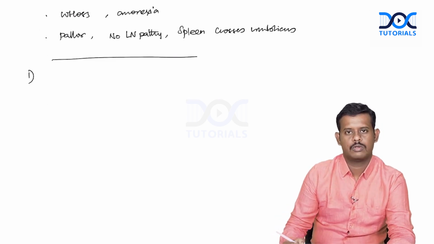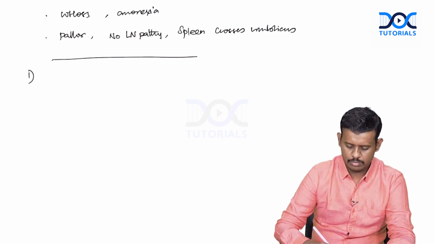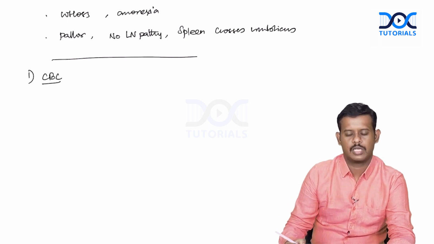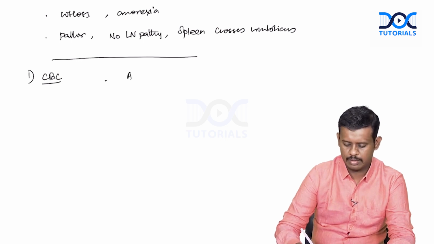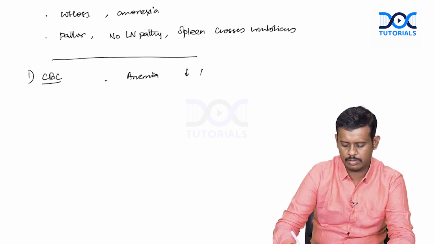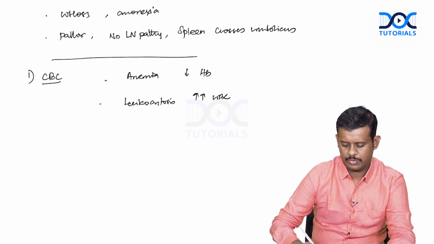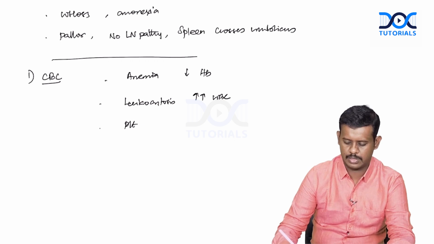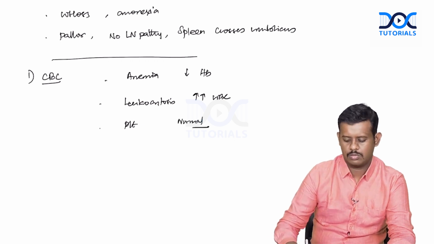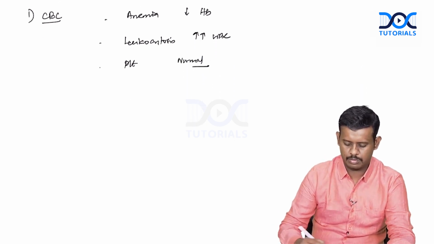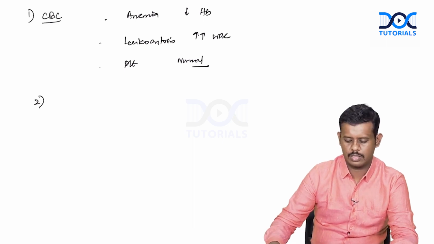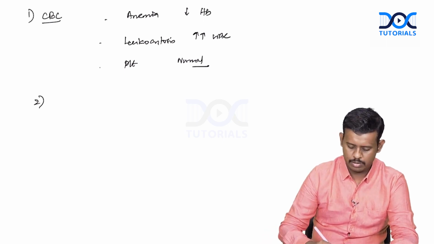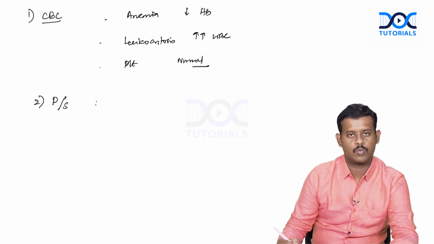First, what do you do? You get a complete blood count. So what does that show to us? It shows that the patient can have anemia, that is low hemoglobin, a high WBC, that is leukocytosis, and a platelet count which is usually normal in the chronic phase of presentation. So this is your complete blood count picture. What do you do next? When you have seen a high WBC count, then you do a peripheral smear. And what does this show?